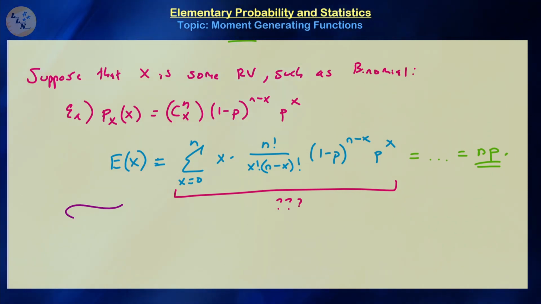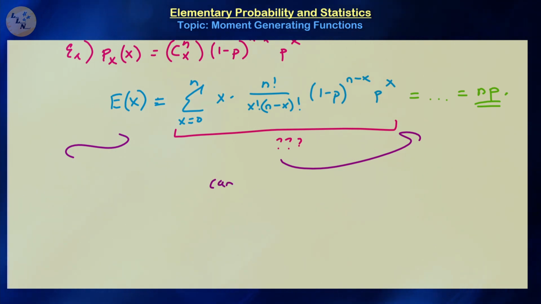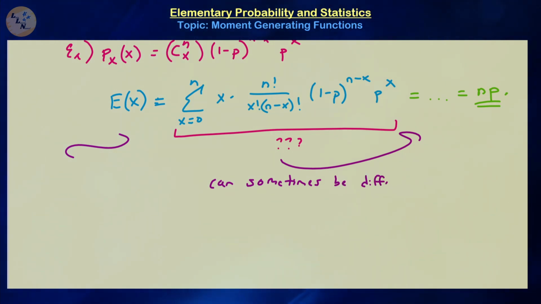But generally speaking, this process can sometimes be difficult. Sometimes it's easy. Look at the uniform distribution. It's not super difficult. But it can sometimes be difficult to find directly using this approach, at least.